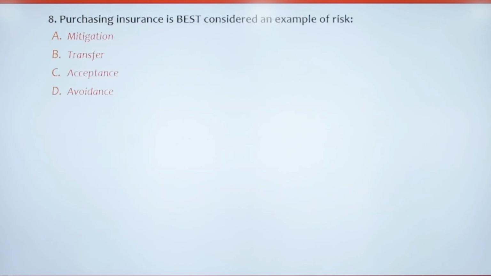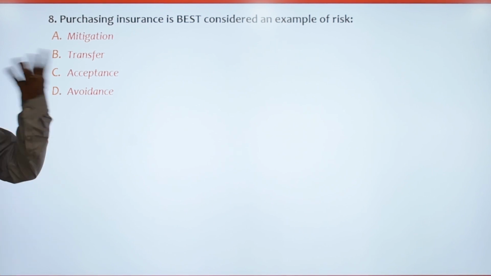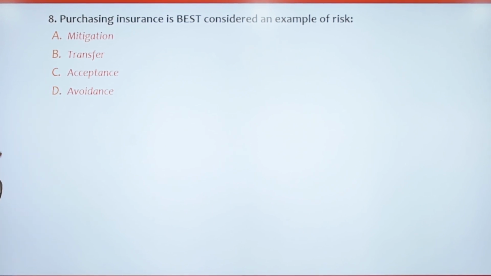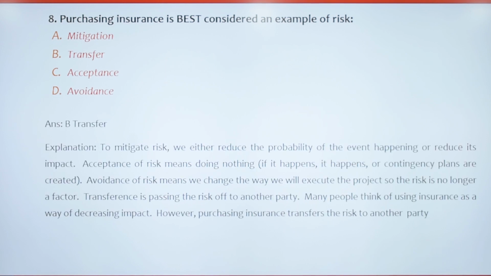Question number 8. Purchasing insurance is best considered as an example of risk mitigation, risk transfer, risk acceptance, and risk avoidance. So taking insurance is a way of transferring the cost risk to a third party insurance company. So the right answer is transfer. You are transferring the cost risk to a third party by taking insurance. So the right answer is option B.